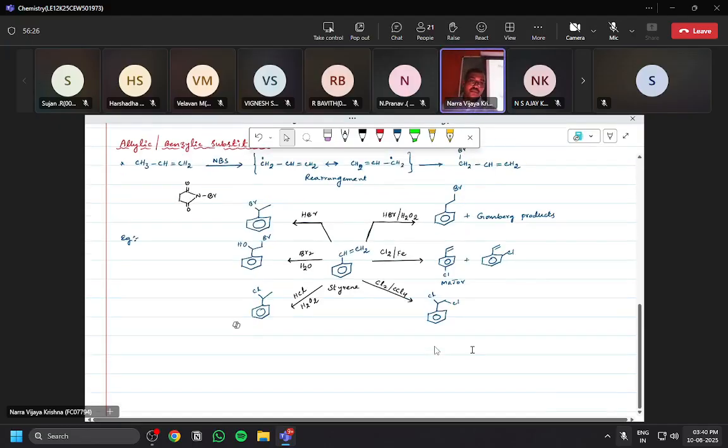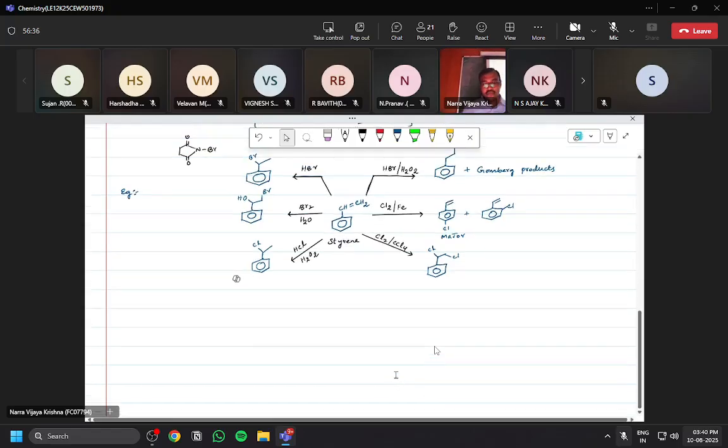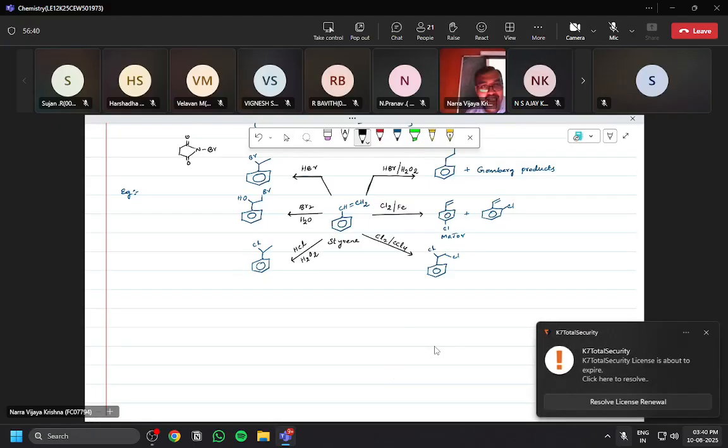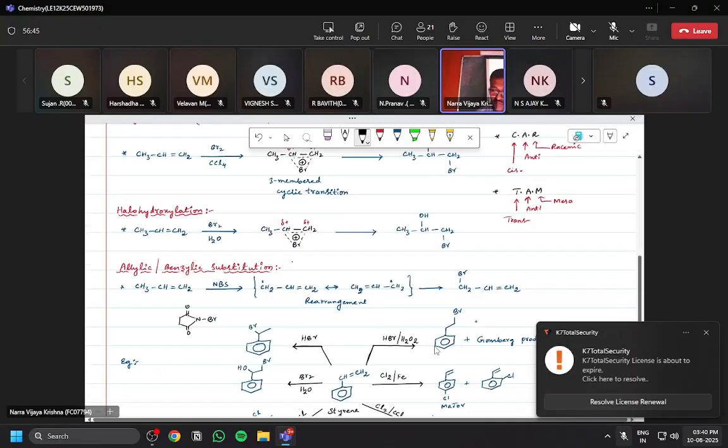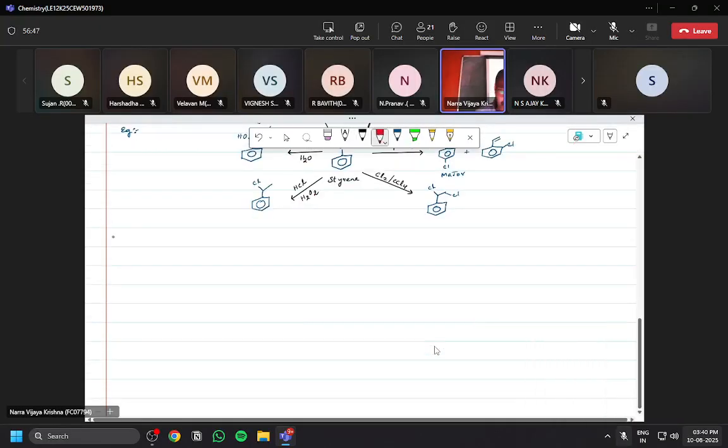Any other questions? Next, sir. Preparation of alkyl halides from alkynes. So this is the third reaction, I think. From alkanes we have done, from alkenes we have done. Now we are seeing preparation of alkyl halides from alkynes. I am writing the reactions directly.